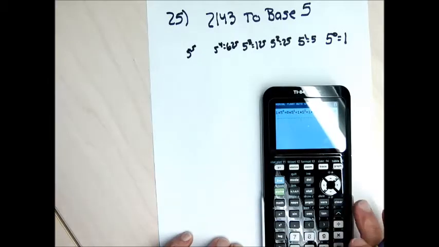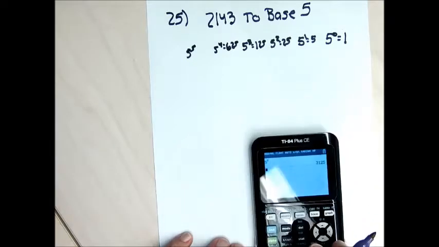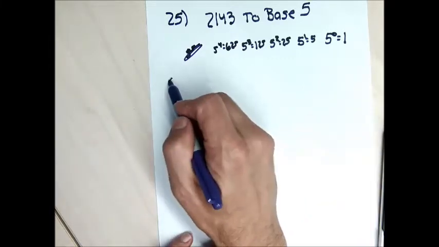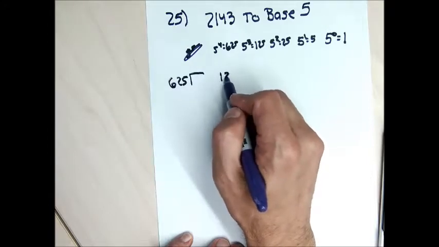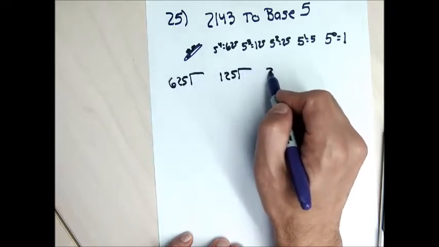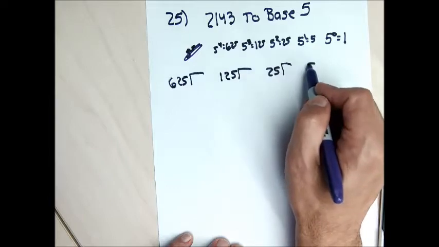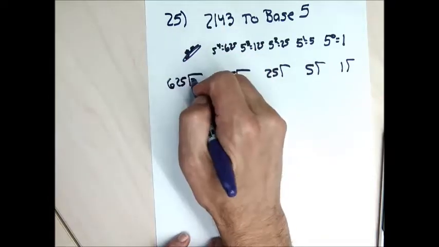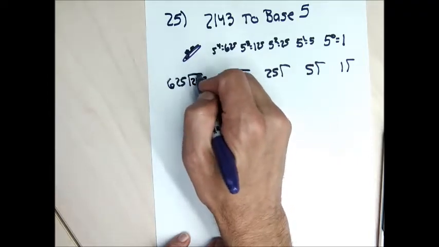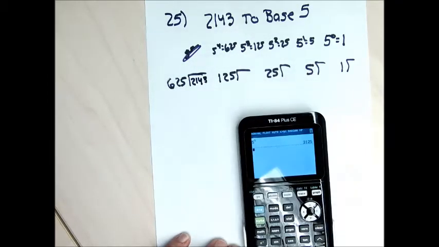So as I go to do my powers of 5, the first power of 5 that's bigger than the number I'm worried about is 5 to the 5th. So I'm not going to worry about that. I'm going to do the division with 625 on the outside, 125 on the outside, 25 on the outside, 5 on the outside, and 1 on the outside. I'm going to take my 2143, put it under the first division bar, and now I'm going to divide 2143 divided by 625.